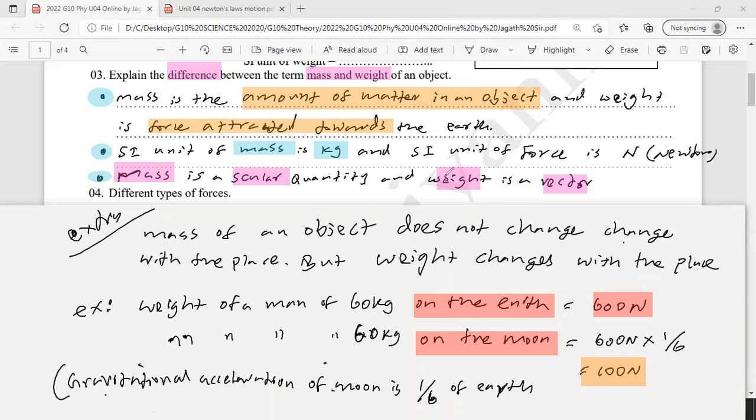Look at the screen, everyone. You can use the equation W equals mg. So this is 60 kilos. So g will be what? 10 into 1/6. Then you will get the same answer, 600 Newton. Look at this green highlight, everyone. g is 10, but on the moon it's 1/6 of the earth. So I'll write on the moon. So on the moon, the weight will be less than that on the earth.